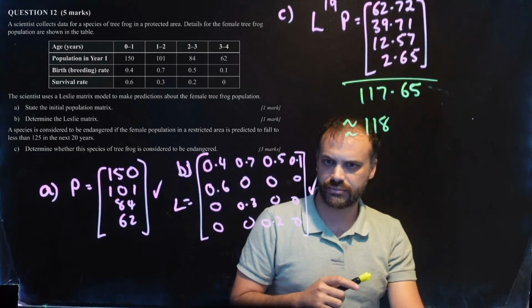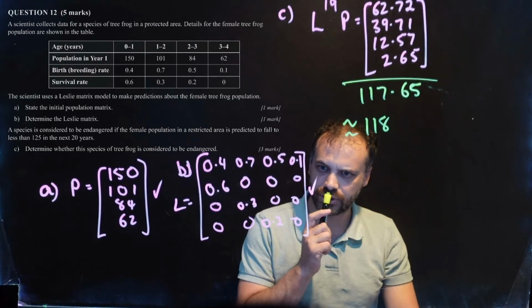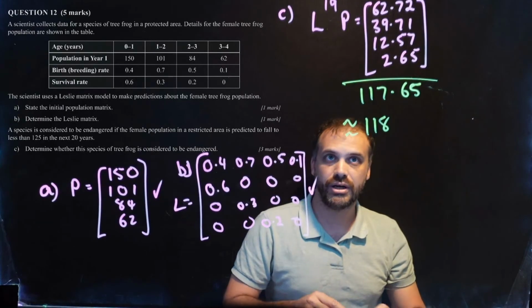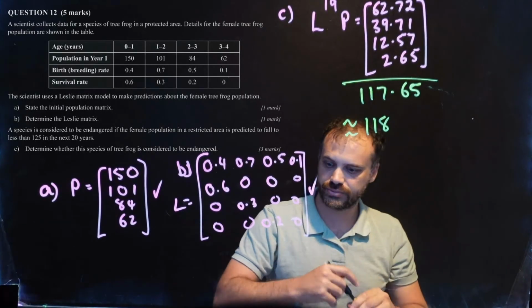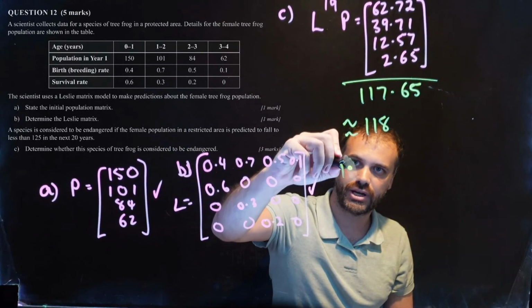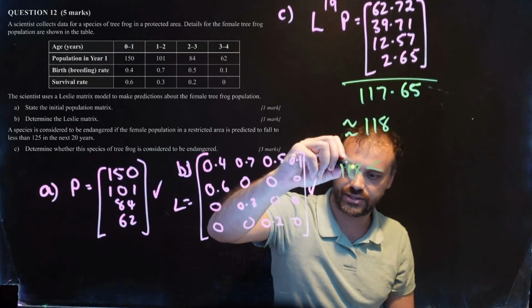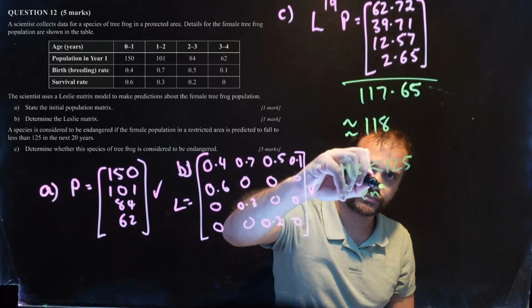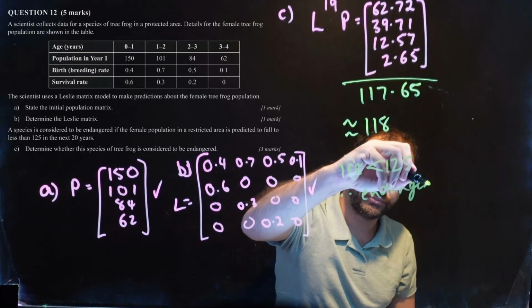All right, I think we're done. Oh, no, we're not. Determine whether the species of tree frog is considered to be endangered. All right, so here's a little thing that you want to do. 118 is less than 125, therefore endangered.